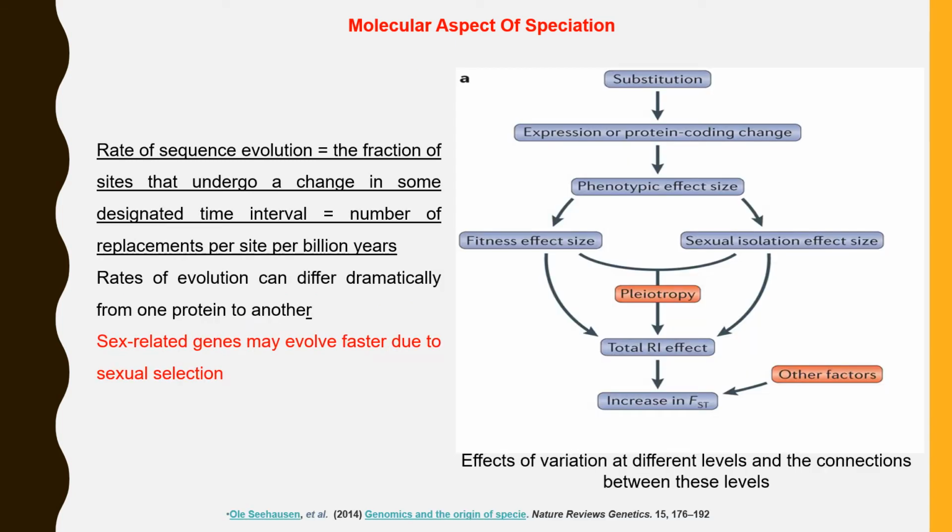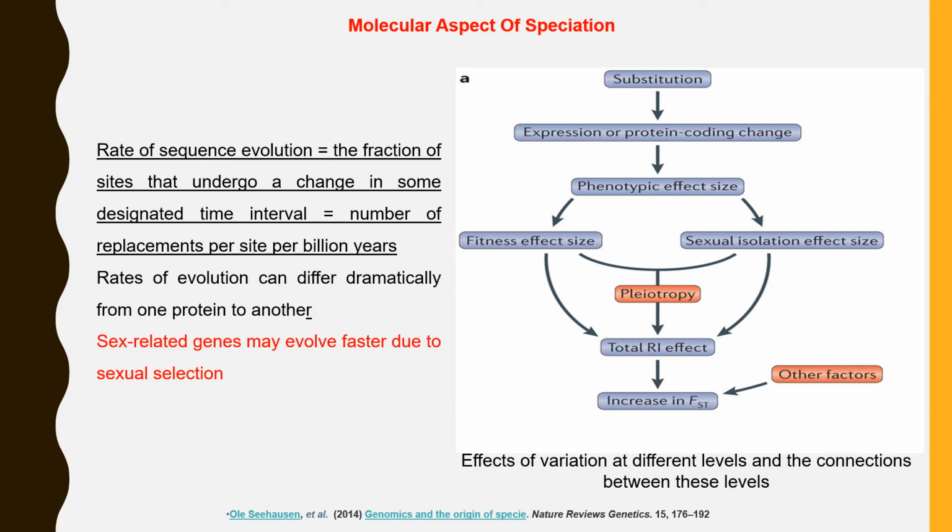It is observed and postulated that the rate of sequence evolution equals the fraction of sites that undergo a change in some designated period of time. This equals the number of replacements per site per million years. Rates of evolution differ from one protein to another. However, it has been found that sex-related genes evolve faster due to sexual selection.